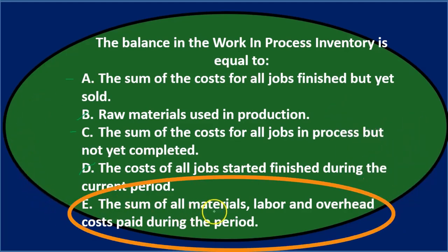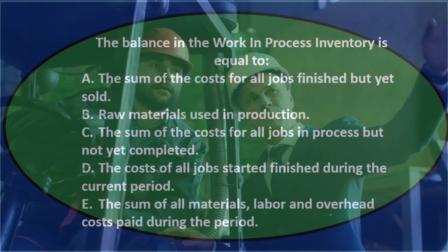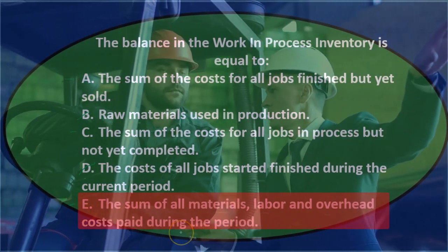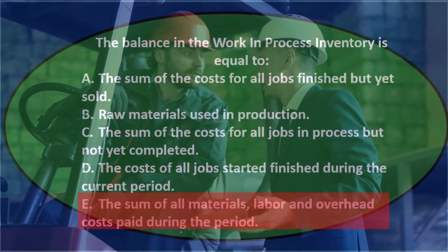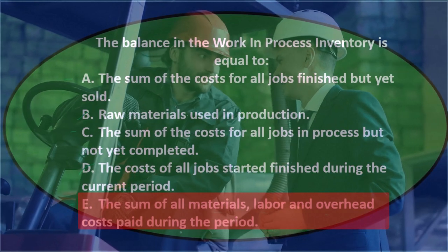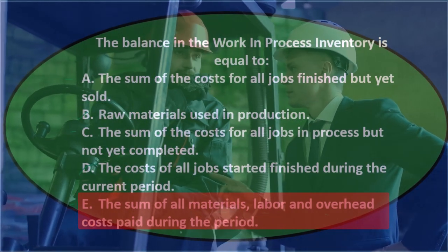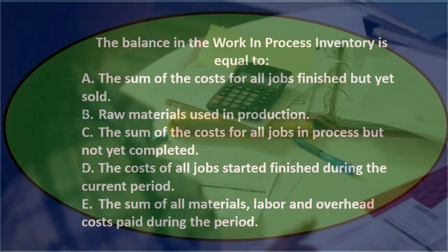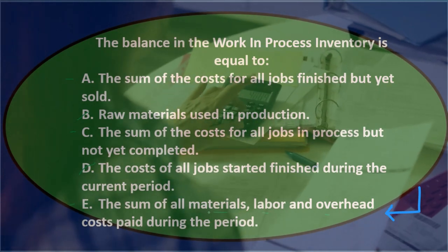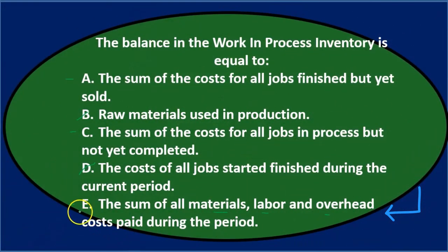E sounds good because it has materials, labor, and overhead, which are the three things that we look for in the work in process account. The reason it's not correct is because it's costs during the period, and that's not necessarily the case. Some of the costs in work in process could be there from last month. It's a permanent account, so work in process is not going to clear out at the end of the month, like a temporary or income statement account. So it doesn't necessarily need to be the case that these costs all happen during this period. And again, the reason this one might sound more familiar is if you have looked at a process cost system, where we need to look at costs that happen during a period. So it's not going to be E.